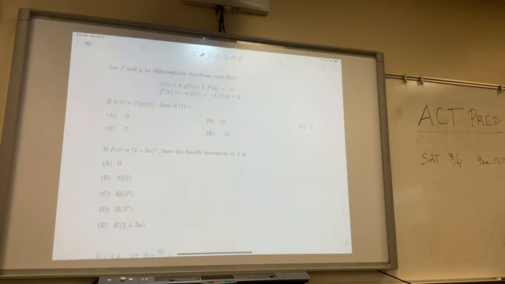Alright, we're going to do these two both. Find one that says let f and g be differentiable functions such that blah blah blah. We're almost done. Perseverance. Let's do this.